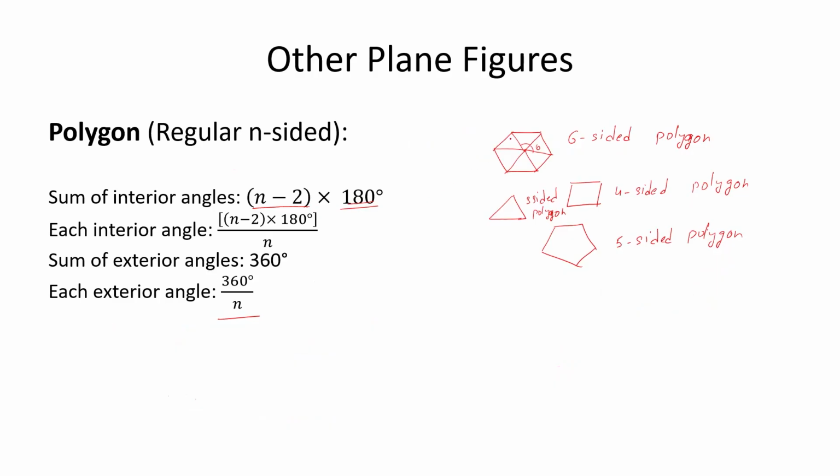Next shape is polygon. Polygon is a shape of this type. A polygon can be of any number of sides, so an n-sided polygon where all sides are equal. The example you can see over here is a 6-sided polygon. Here you have 1, 2, 3, 4, 5, 6 sides. Okay, this one is 4-sided. So the main thing in a polygon is all sides are equal, but a polygon could be of any number of sides.